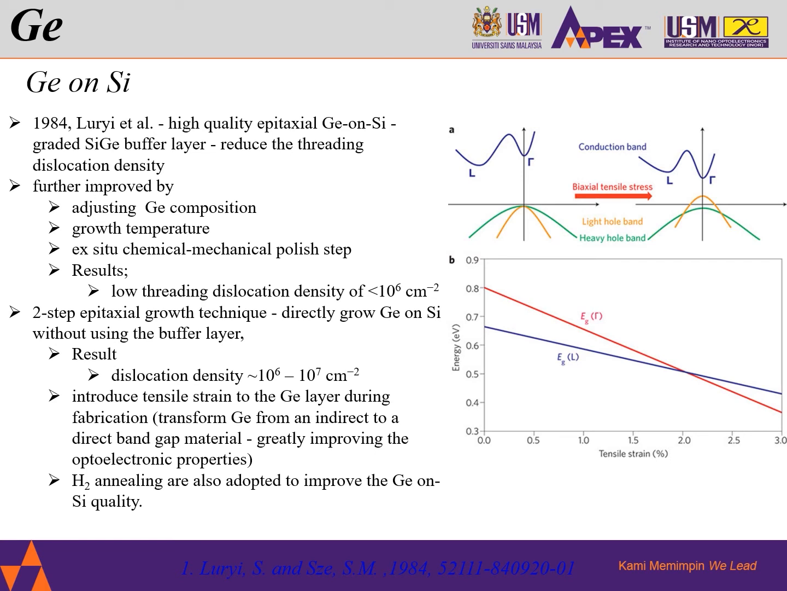In addition, this two-step method can introduce tensile strain to the germanium layer during fabrication, which could transform germanium from an indirect to a direct bandgap material, hence greatly improving the optoelectronic properties of the germanium. Other techniques, such as hydrogen annealing, are also adopted to improve the germanium on silicon quality.